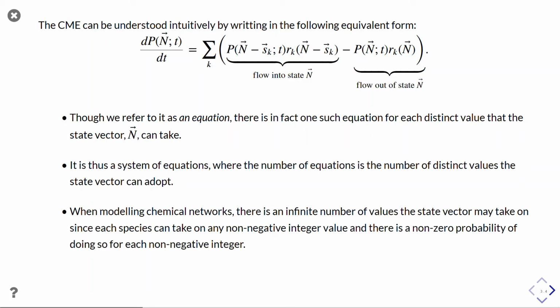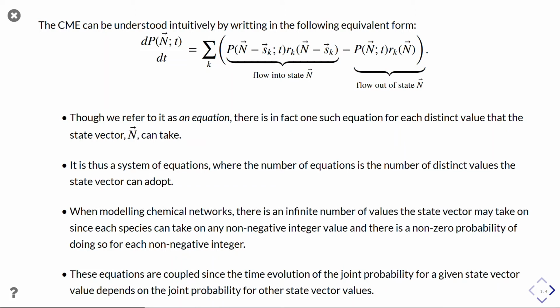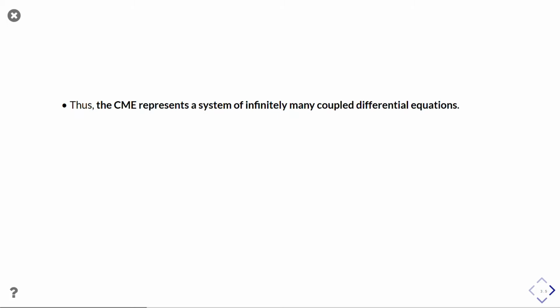And when modeling chemical reaction networks, there's an infinite number of values the state vector may take on, since each species may take on any non-negative integer value in its abundance, and there is a non-zero probability of doing so for each non-negative integer. And of course, there are infinitely many non-negative integers. Moreover, these equations are coupled since the time evolution of the joint probability distribution for a given state vector depends on the joint probability for other state vectors. This can be seen by looking at the first term, representing flow into the state n. It depends on n minus some stoichiometry vector. We have therefore argued that the chemical master equation represents a system of infinitely many coupled differential equations.